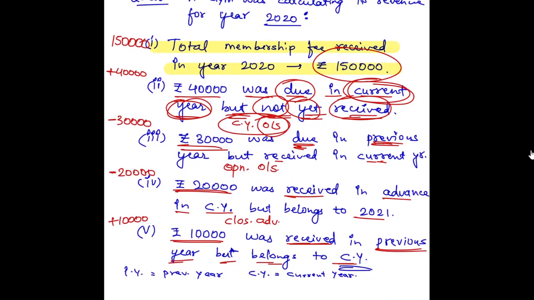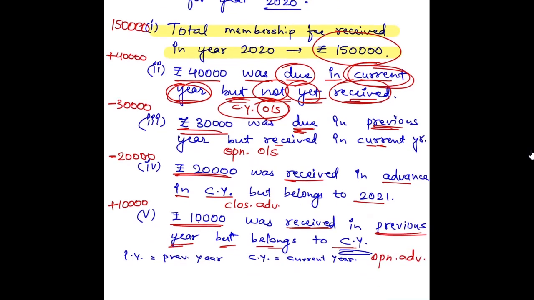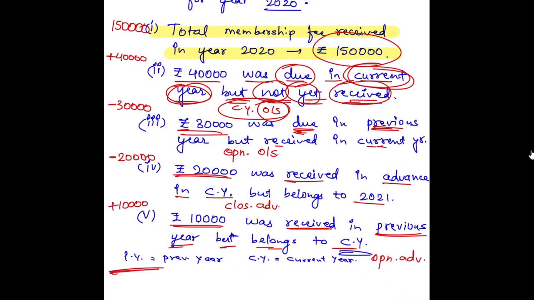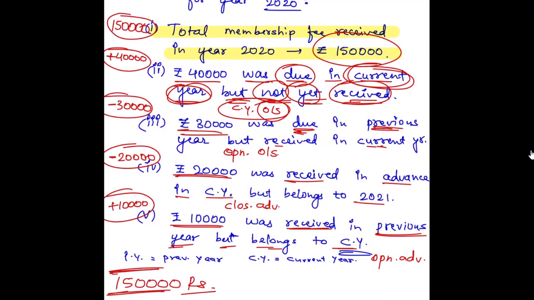So this is the opening advance. I have added this. So now I have to do the total. My answer would be 1,50,000 itself: 1,50,000 plus 40 minus 30 minus 20 plus 10. That will give me again 1,50,000. That is the correct answer. Okay. Is everyone comfortable with this?